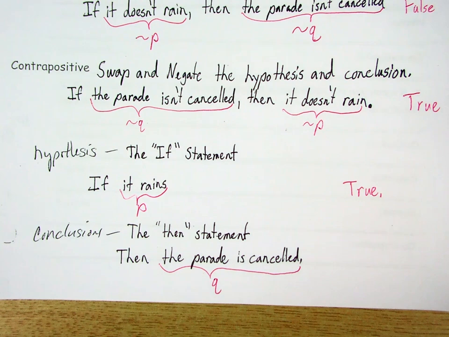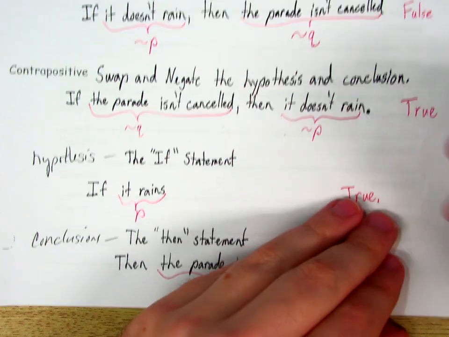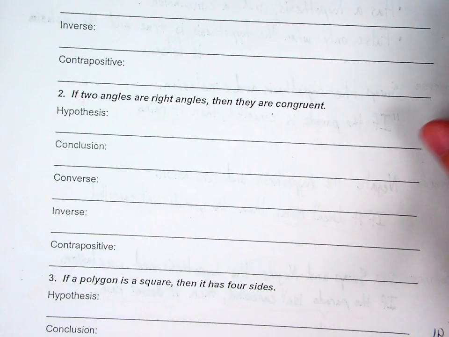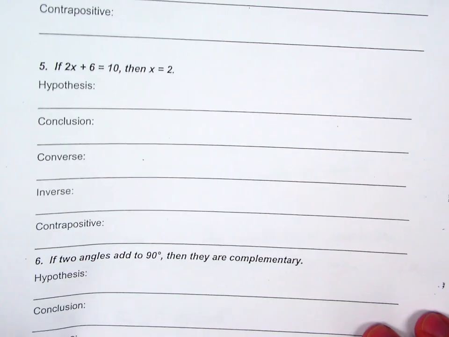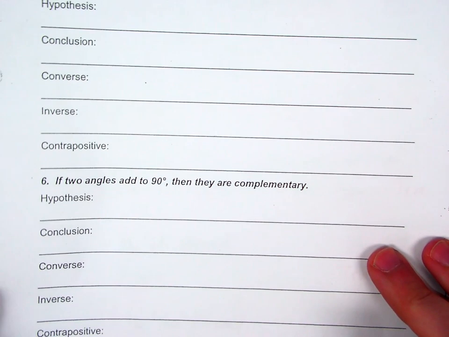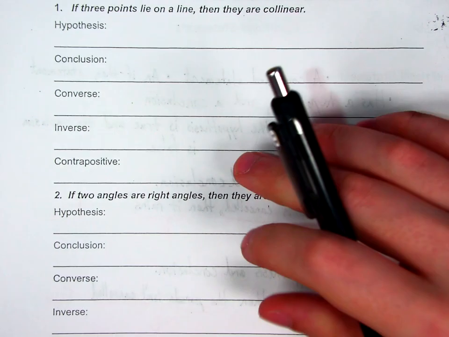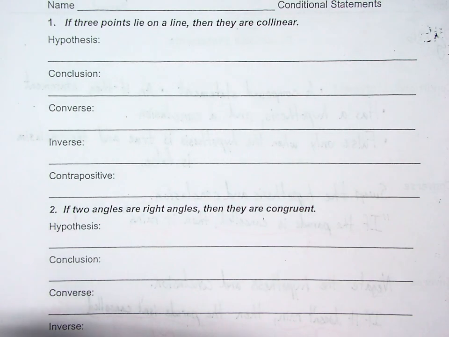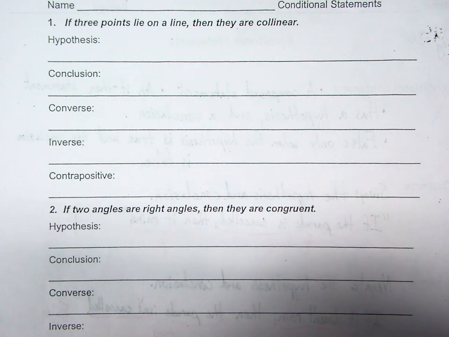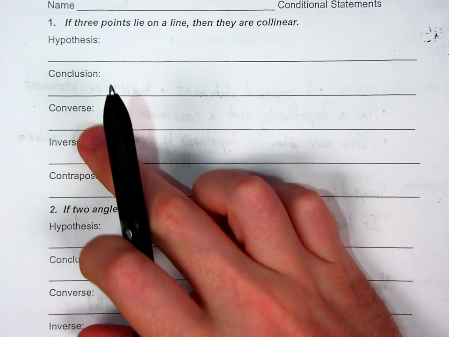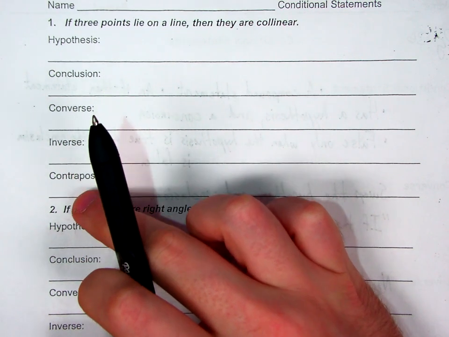Alright. We're going to see this with one example, number 1. You had 6 questions: 1, 2, 3, question 4, question 5, and question 6. We're going to do question 1 together super quickly. If 3 points lie on a line, then they are collinear. We just want to identify the hypothesis and conclusion. We want to identify the converse, the inverse, and the contrapositive.